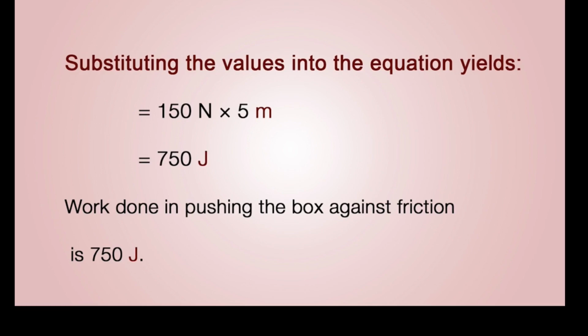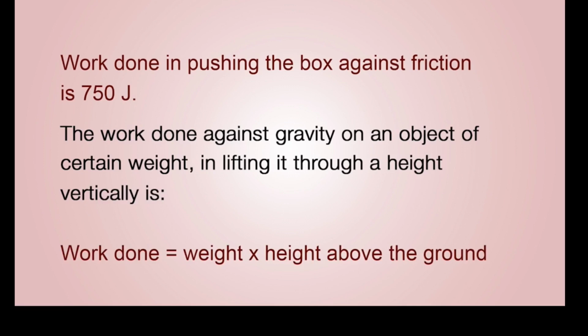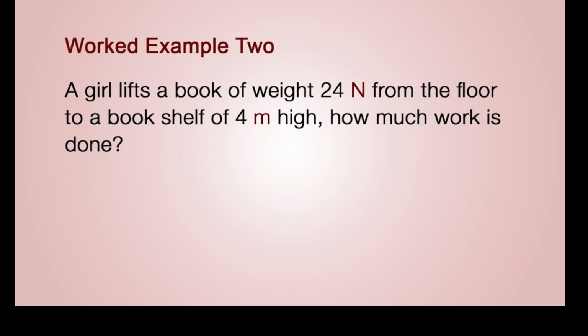Let us now look at work done against the force of gravity. Work done against gravity on an object of a certain weight in lifting it through a vertical distance is equal to weight multiplied by the height above the ground. Let's consider another worked example. A girl lifts a book of weight 24 newtons from the floor to a bookshelf 4 meters high. How much work is done?